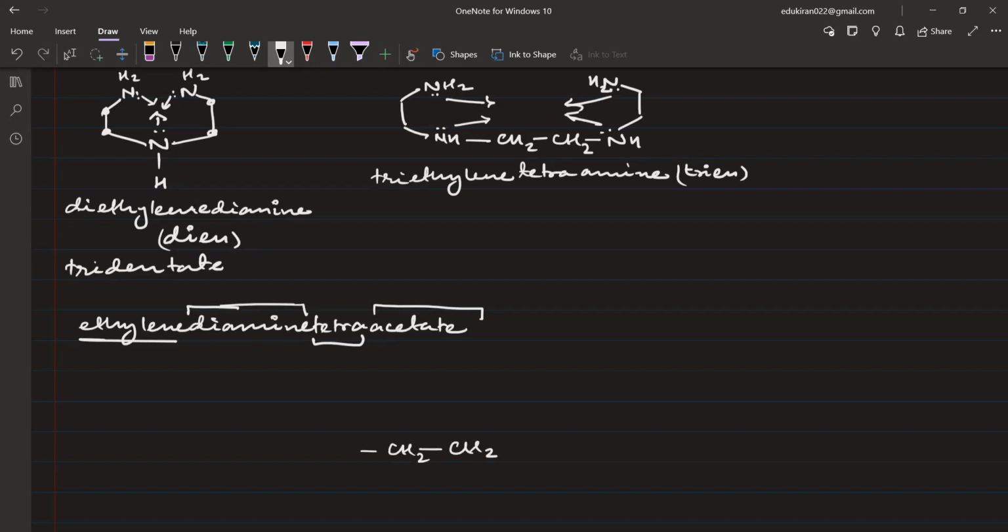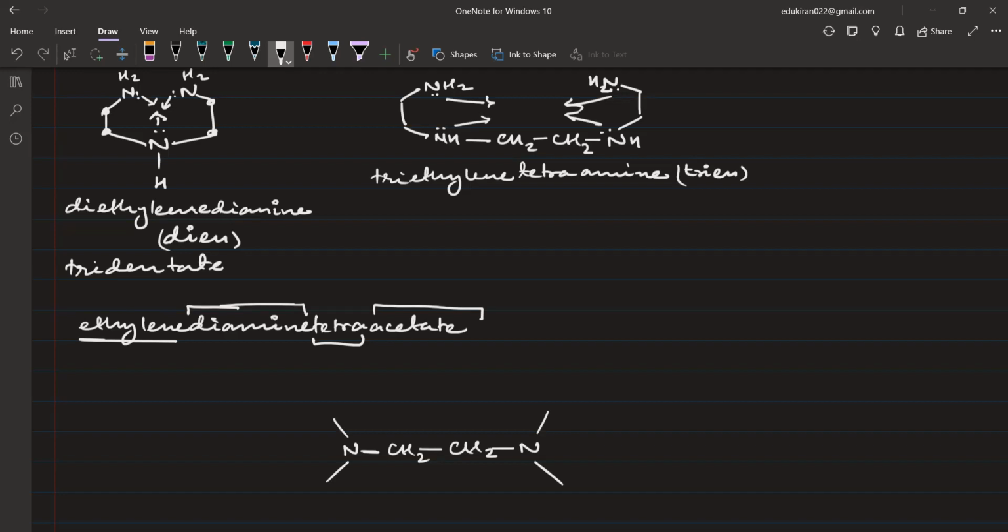Diamine, both of these carbons will have NH, nitrogen and nitrogen. And then you have tetraacetate. Nitrogen has one bond with carbon. This nitrogen also has one bond with carbon. Now both of the nitrogens can have 2 more bonds. One bond, 2 bonds, one bond, 2 bonds.